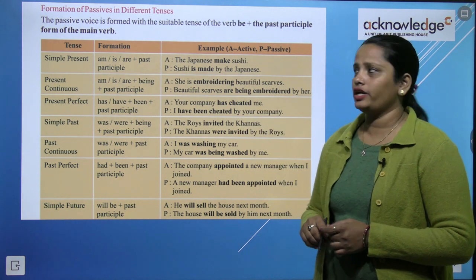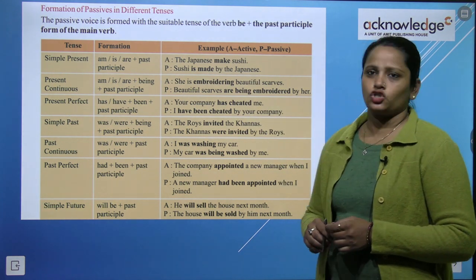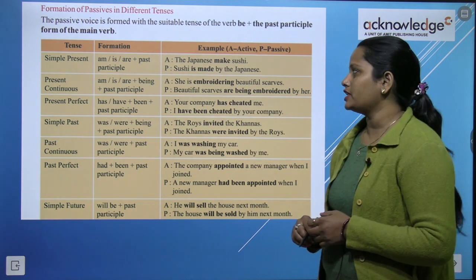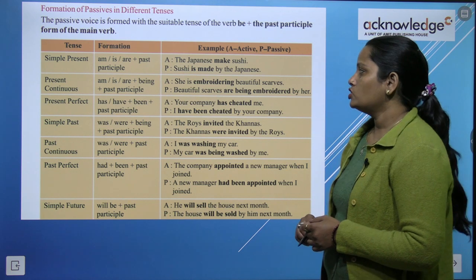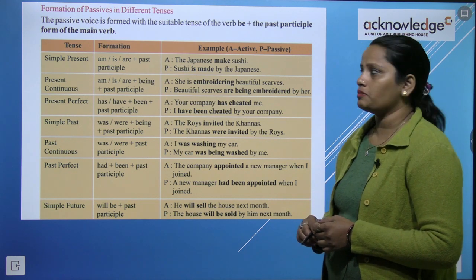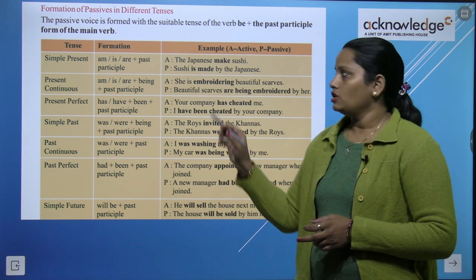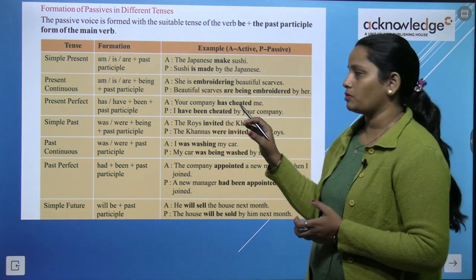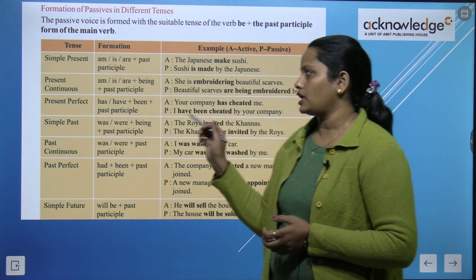For active voice, the Japanese make sushi. Now in the passive voice we have converted the sentence, और sentence क्या बन गया? Sushi is made by the Japanese. So अभी हमने ऑब्जेक्ट को हमने सब्जेक्ट की प्लेस पे रख दिया है और जो हमारा सब्जेक्ट था वो ऑब्जेक्ट की प्लेस पे चला गया है.